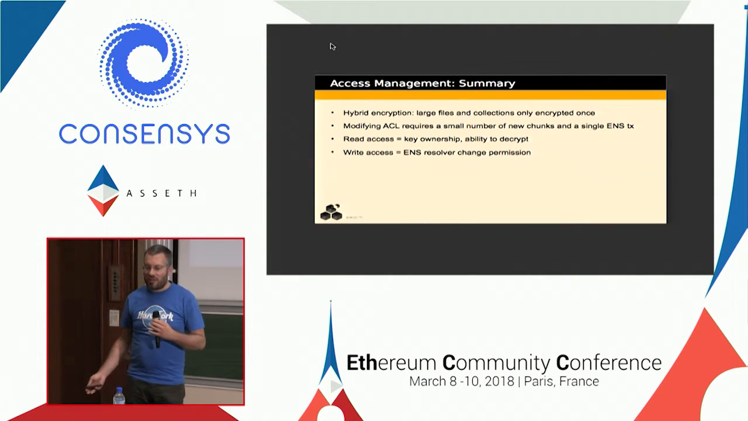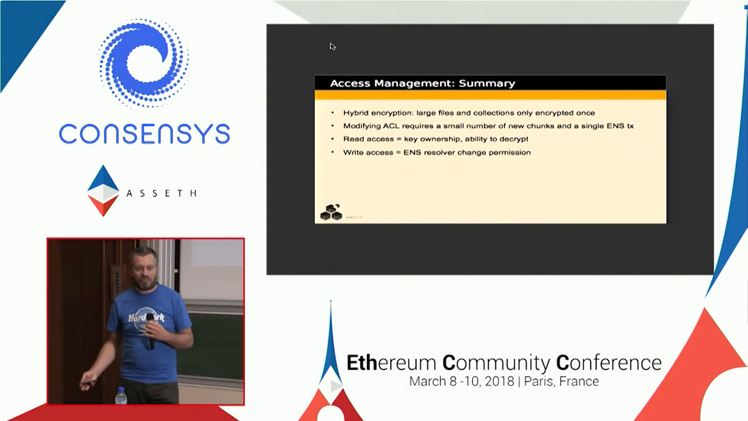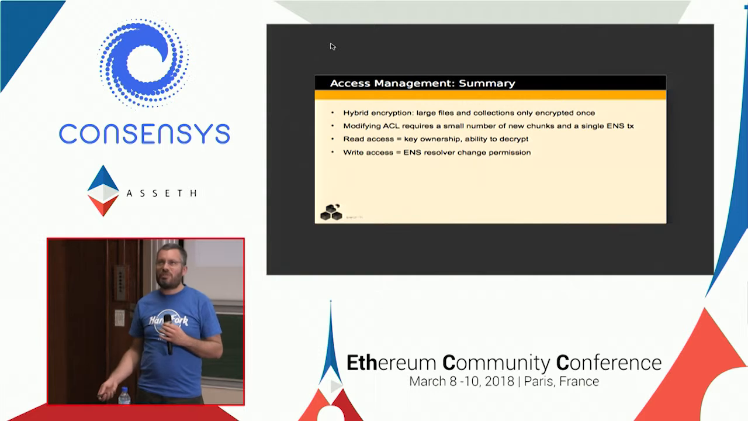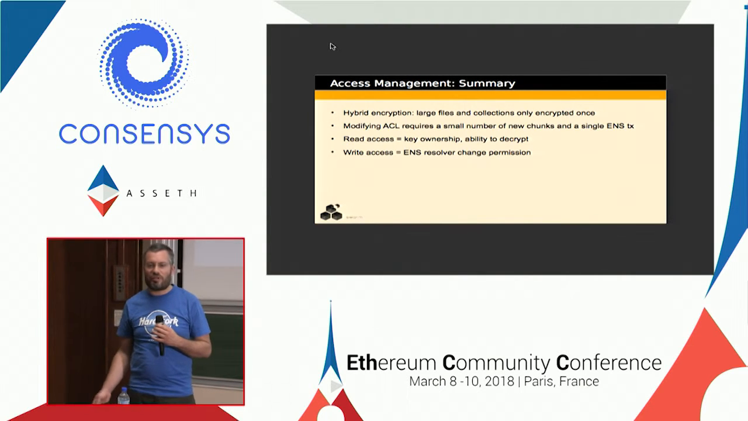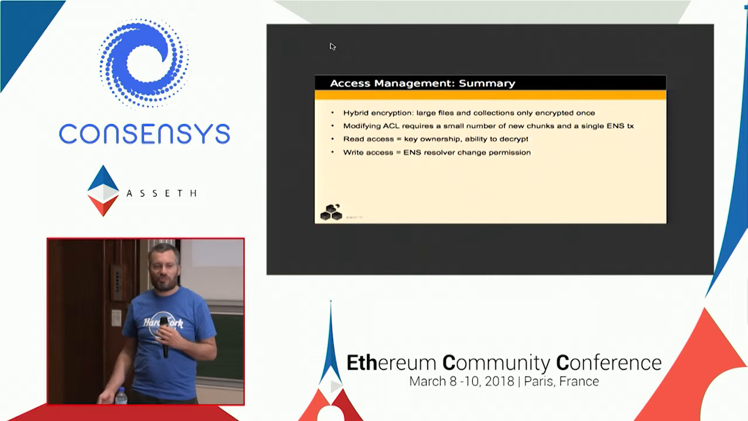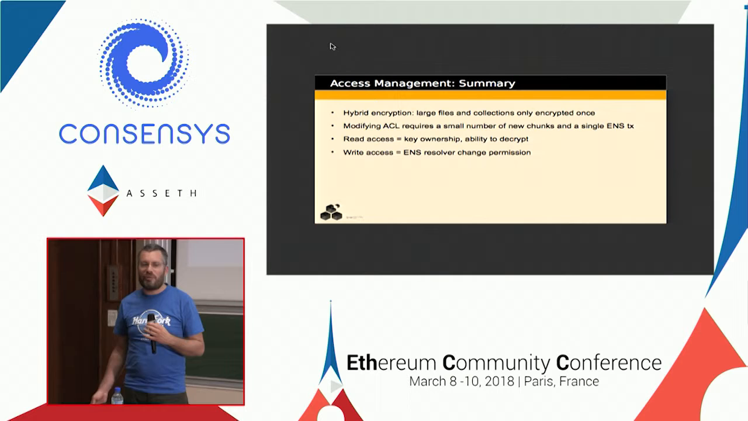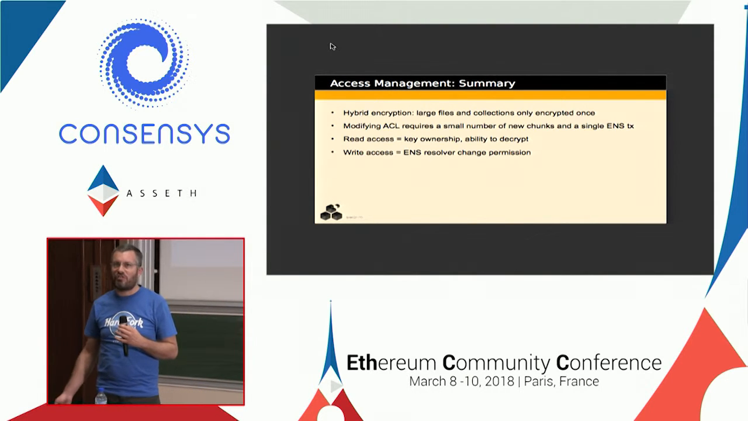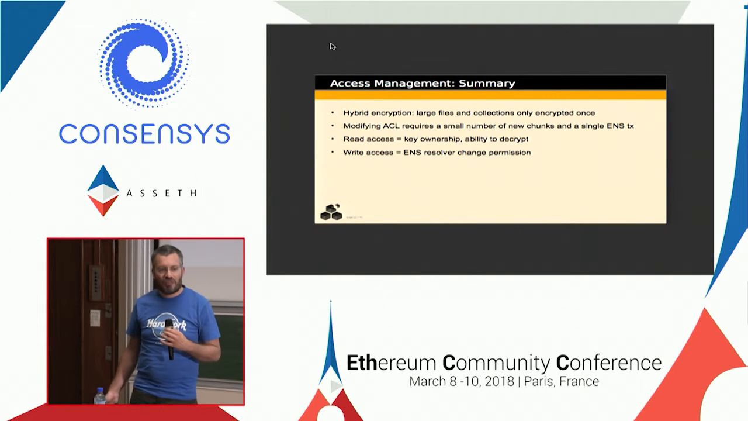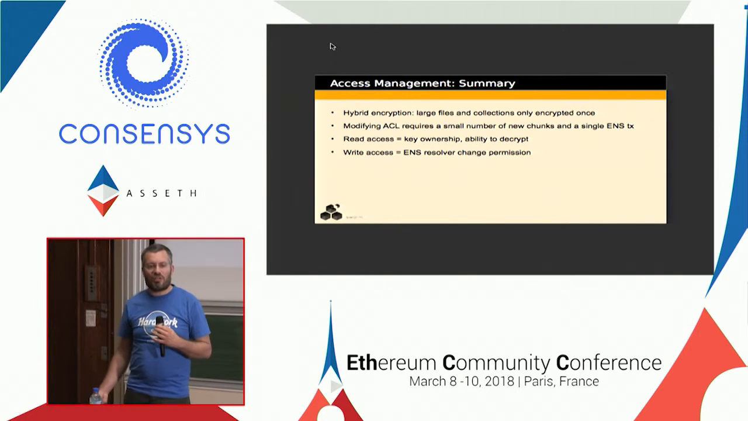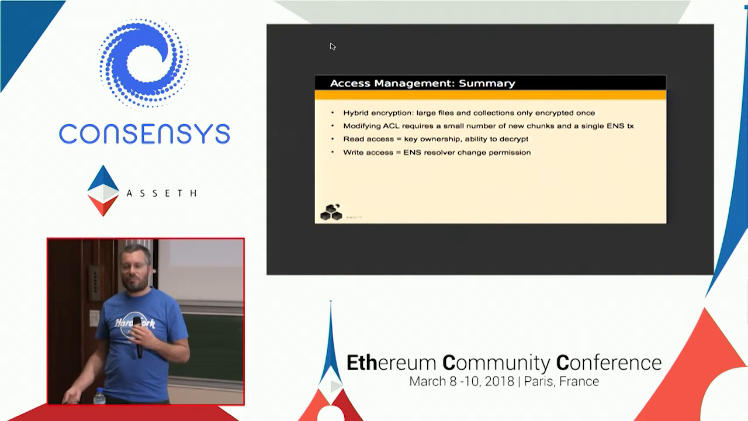And so again, to summarize what it means to the end user, we're using hybrid encryption. That means the asymmetric encryption of a symmetric key, and for everything else we use symmetric encryption, which means that large files and collections of files only need to be encrypted once. You don't have to re-encrypt them if you want to give read permission to yet another party. Modifying the ACL requires a very small number of new chunks to be generated because it's basically modifying a Merkle structure.